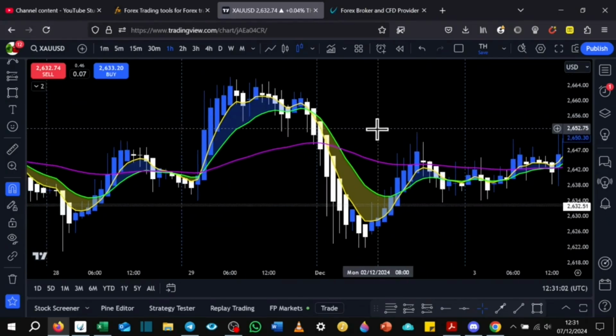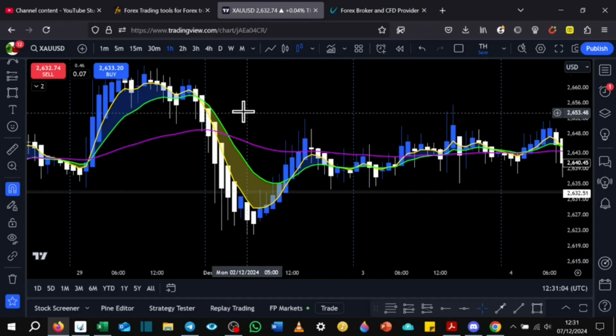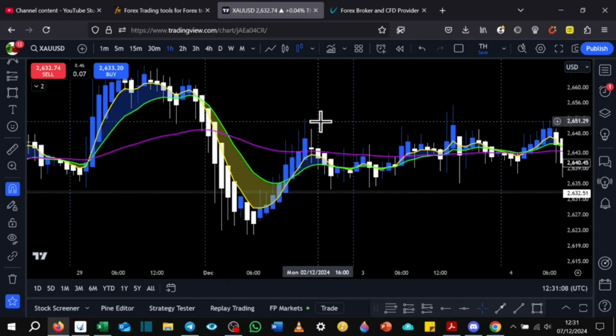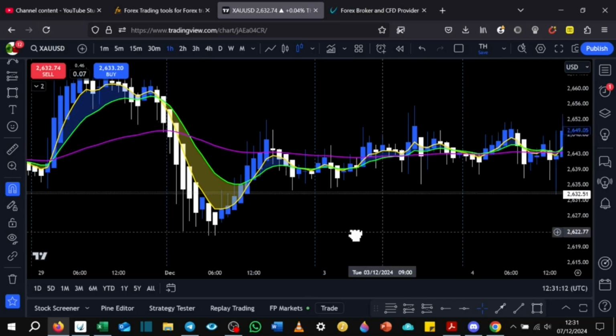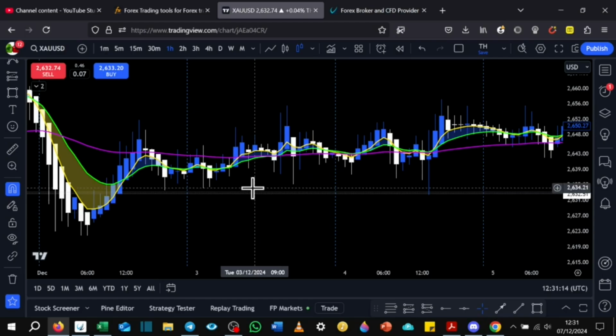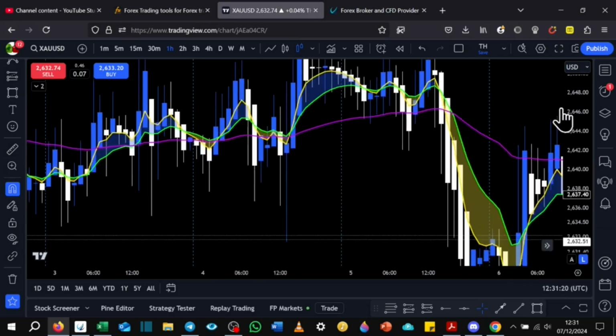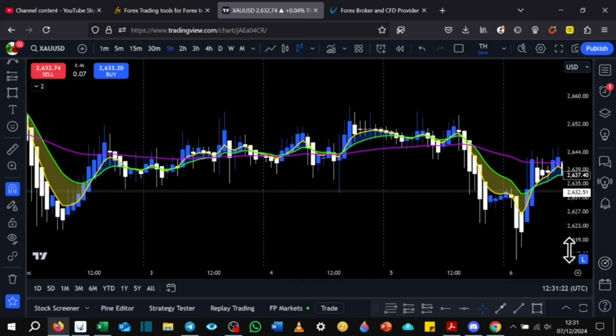So gold is here. Where was we? Yeah, I think Monday wasn't that good. Tuesday, I noticed it was consolidating. Nothing was really happening. And then I did notice that because of the consolidation, I was waiting for a liquidity sweep, and that's what we got here.